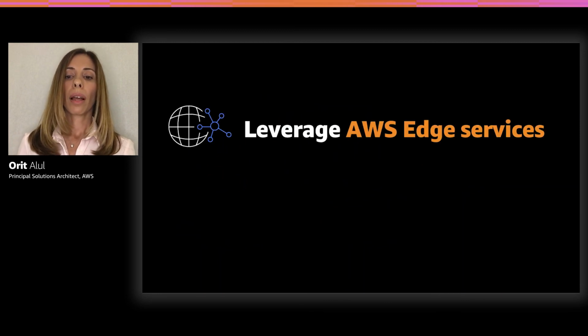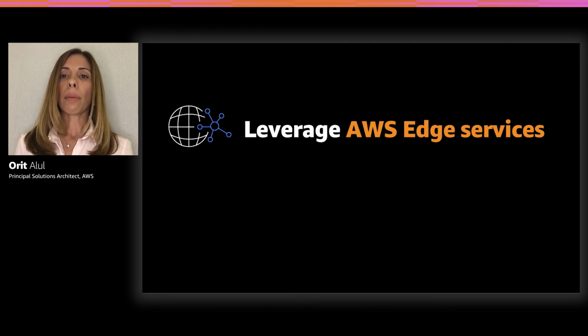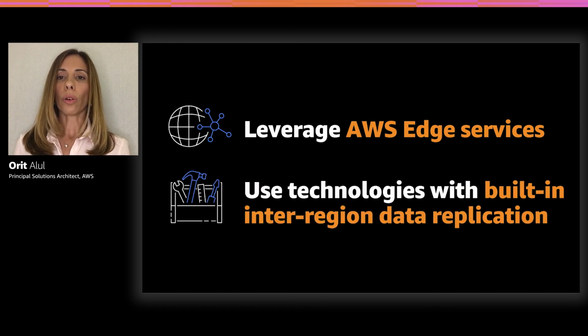Wrapping up, if there are 2 tips I'd like you to take from this presentation to make things simple, it would be: leverage AWS Edge services as much as you can, Amazon CloudFront, AWS Global Accelerator, and Lambda@Edge. Also, do not reinvent the wheel. Use technologies with built-in inter-region data replication, such as Amazon DynamoDB Global Tables and Amazon Aurora Global Database.